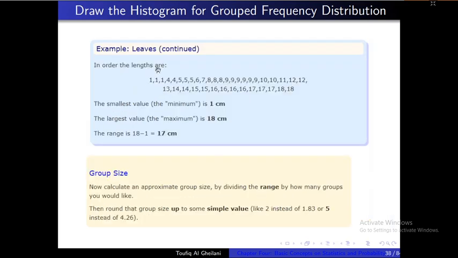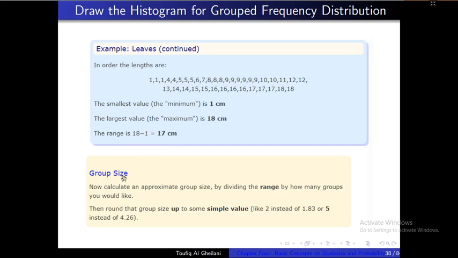In order, the lengths are 1, 1, 1, because it happens 3 times, 4, 4, because it appears 2 times, and so on, until 18, 18. The smallest value, the minimum value, is 1 centimeter. Look. The largest value, the maximum value, is 18 centimeters. So the range is 18 minus 1. So the range is 17 centimeters.